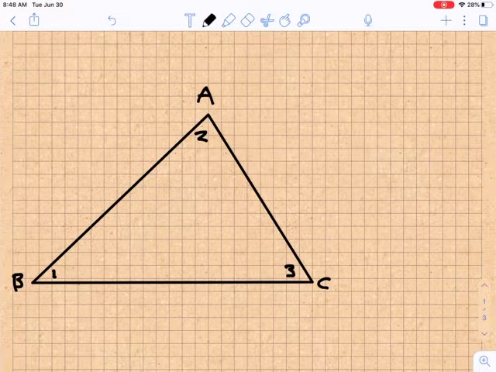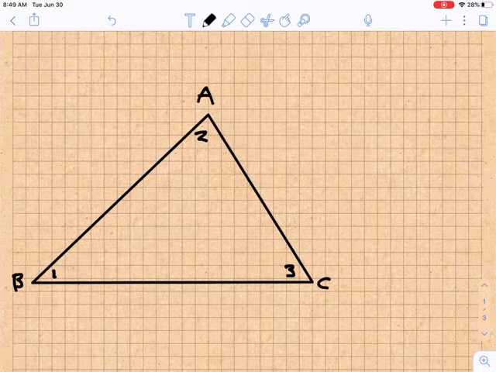All right, good morning. What I am going to attempt to do for the next few minutes is show you where the triangle sum theorem comes from. In other words, why do all of the angles in a triangle add up to 180? Is that arbitrary? And if not, why?